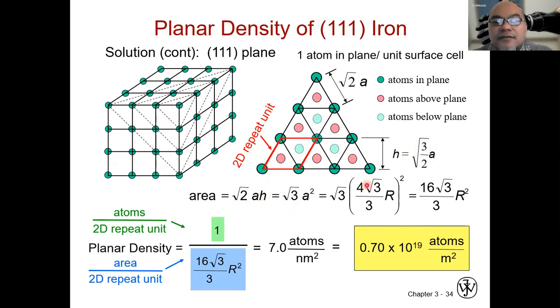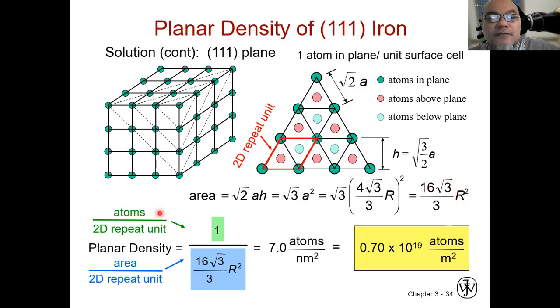Then we substitute this into H, and we obtain square root of 3 times A squared. And then when we substitute again the value of A with the R for BCC, which is 4 square root of 3 divided by 3 times R squared. So this is the value that we obtain.